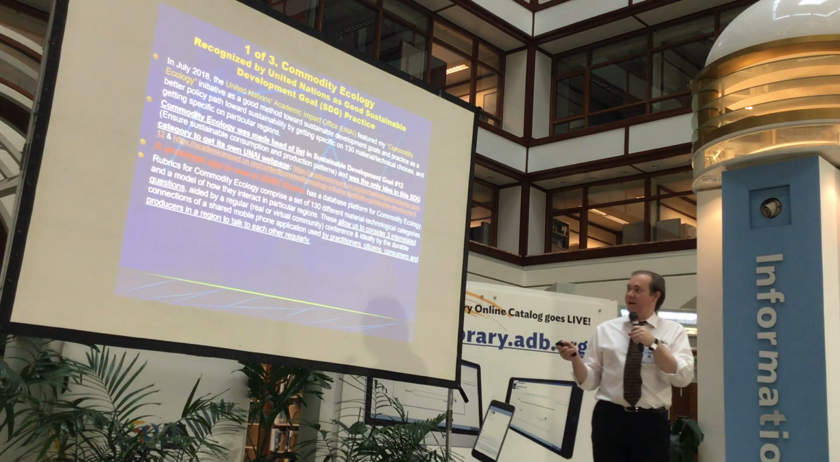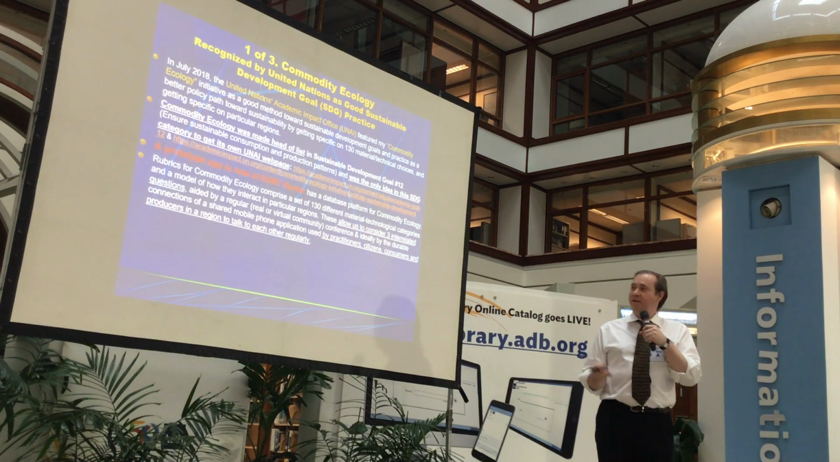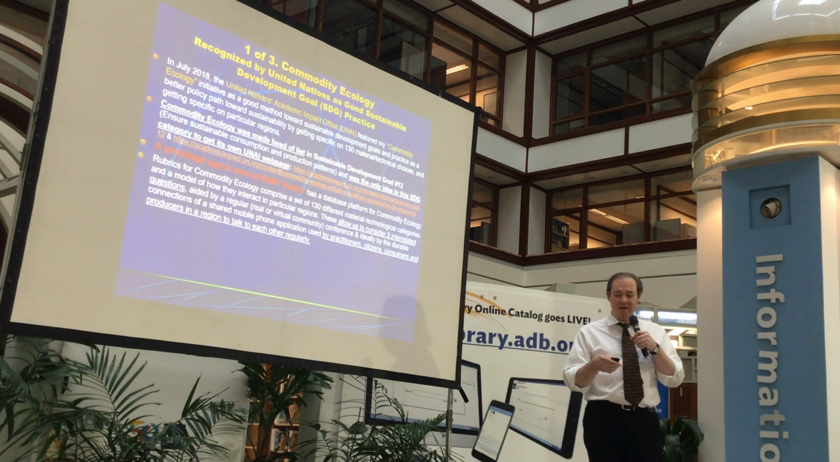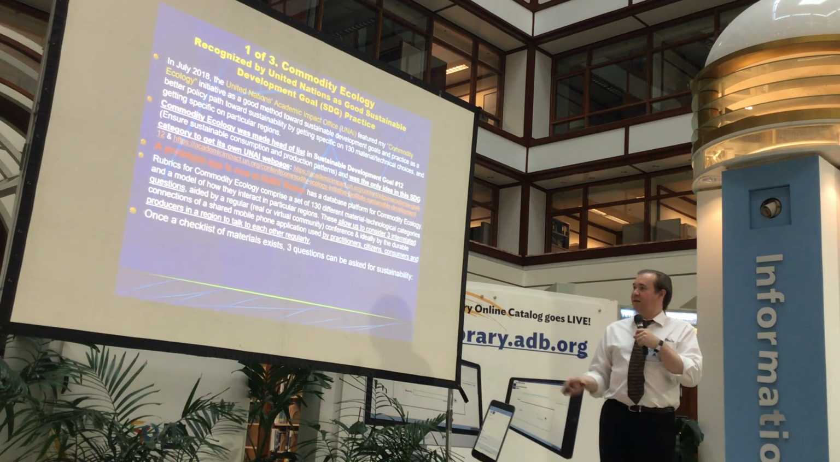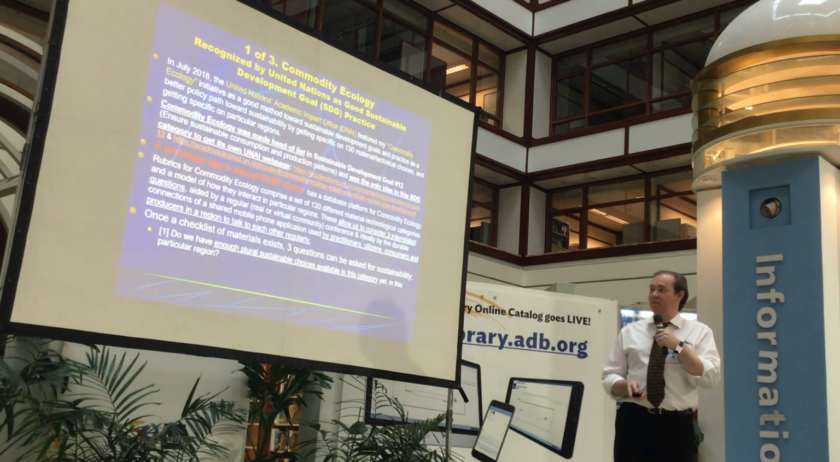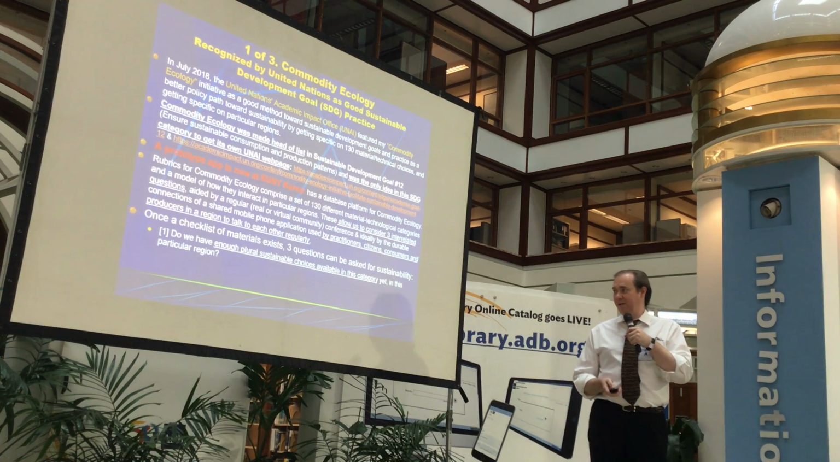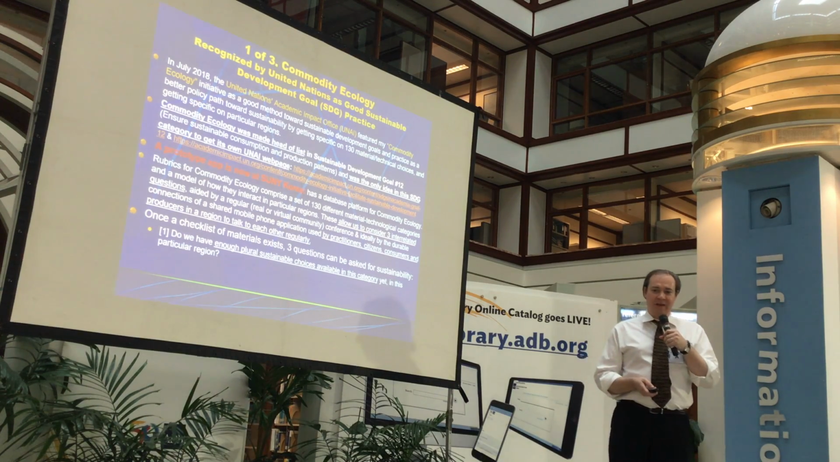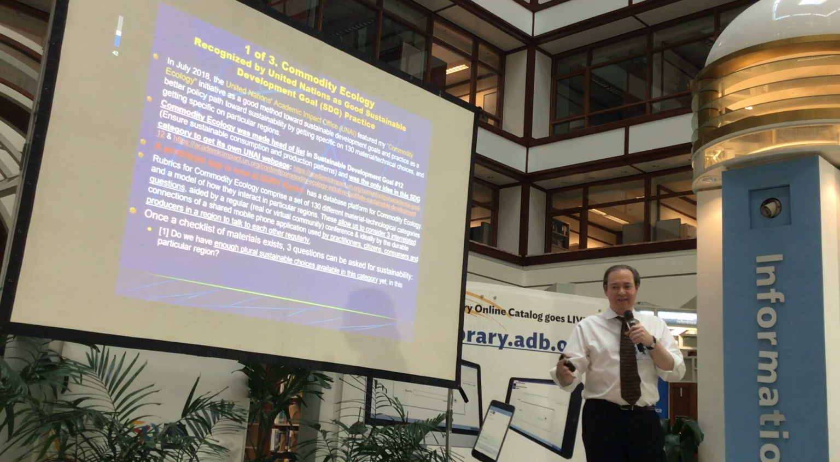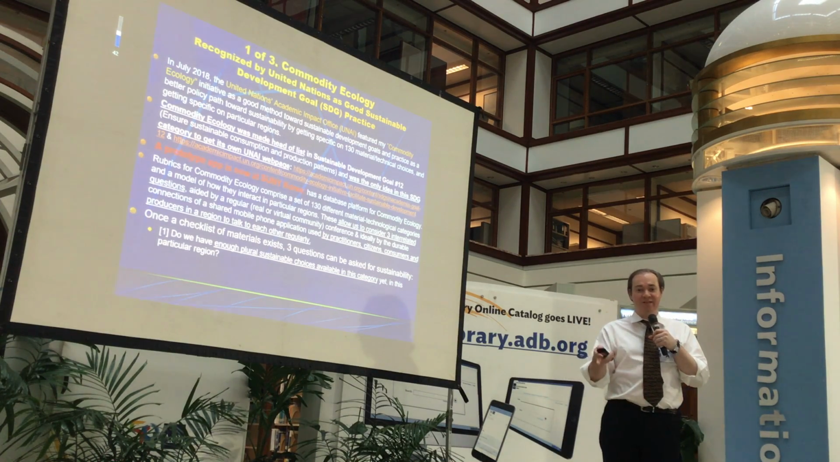And the rubrics comprise a set of 130 different material technical categories and a model of how they interact in particular regions. These allow us to consider three interrelated questions, aided by this real and virtual community online using the service. The point is, once a checklist of the materials exists, three questions can be asked for sustainability. The first one: do we have enough plural sustainable choices available in this category yet? Instead of just abstract goals about sustainability, it's very clear whether you have this or not.